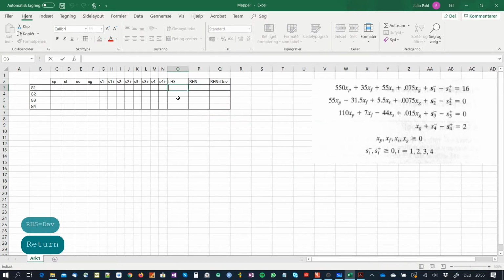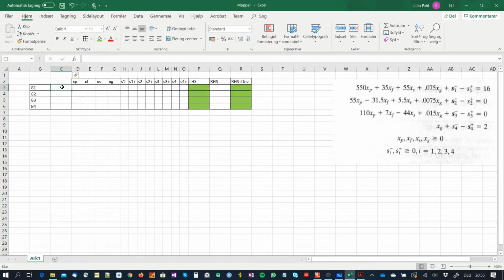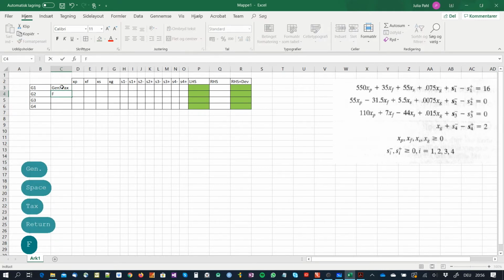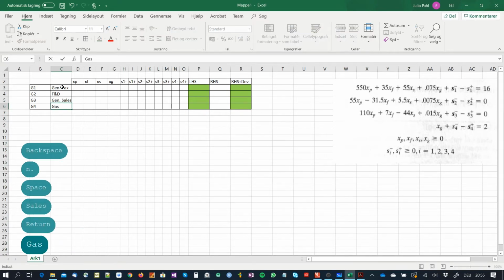And I use the usual color scheme because this becomes a calculation. And this as well. Then I don't have to care for it. Let's add the names so we know what we are doing. So this is the general tax. Then this one is food and drugs. The other one is general sales. And this is for gasoline.